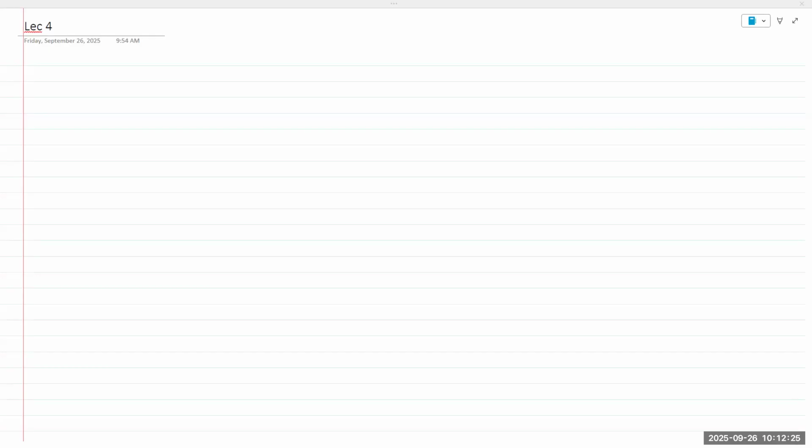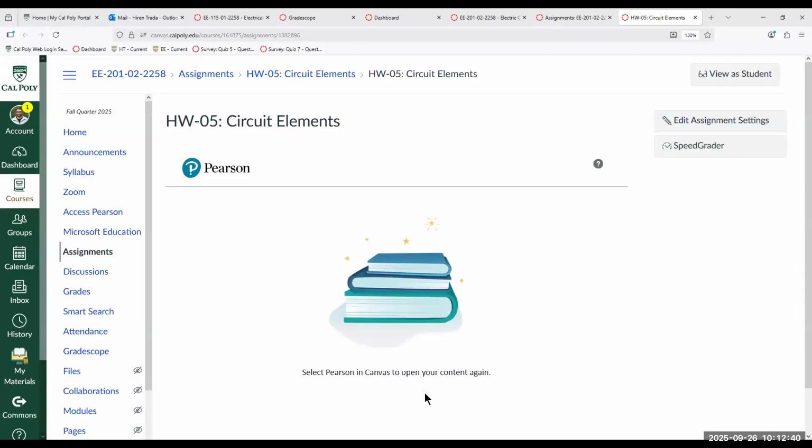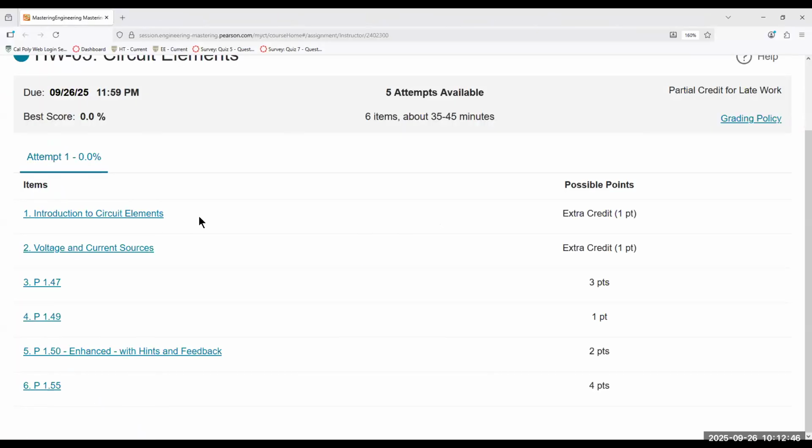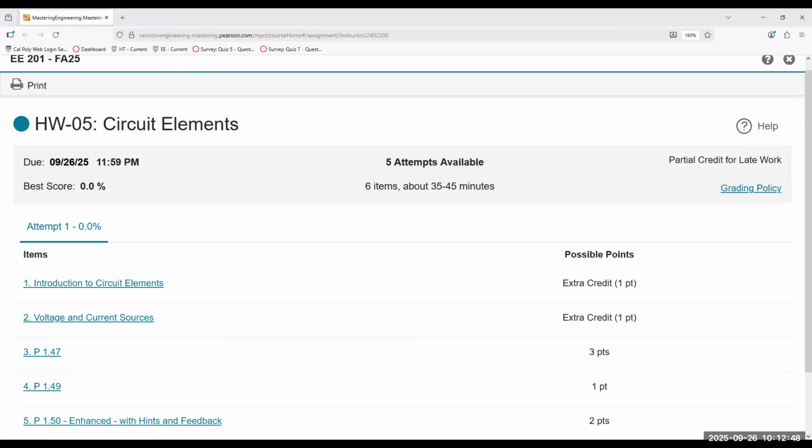Introduction to circuit elements. We have 4. Let me change screen sharing. Okay, for those of you who are online, can you hear me correct? Hear me all right? And can you see homework 5? Okay. All right, thumbs up, thank you.